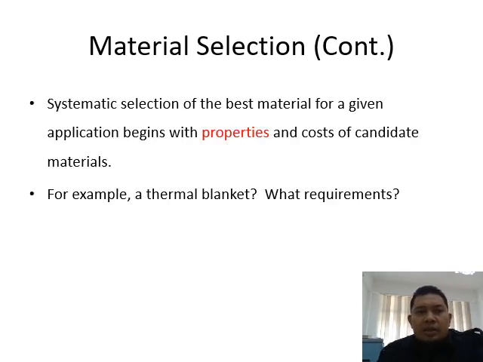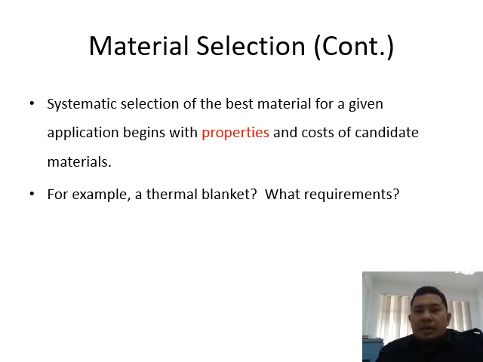Okay, over here, systematic selection of the best material for a given application begins with the properties and cost of candidate materials. So of course, you have a table of materials. You need to jot down what kind of properties you need to know prior to the selection. Based on this, you need to make a ranking.